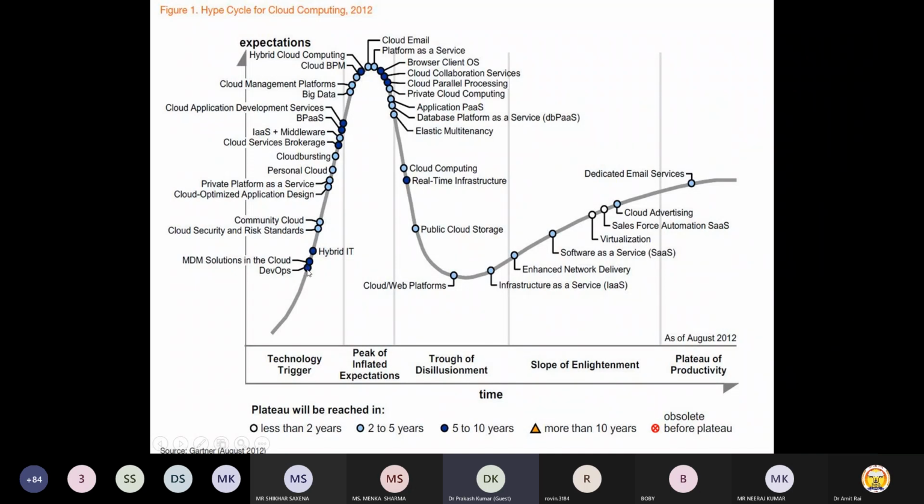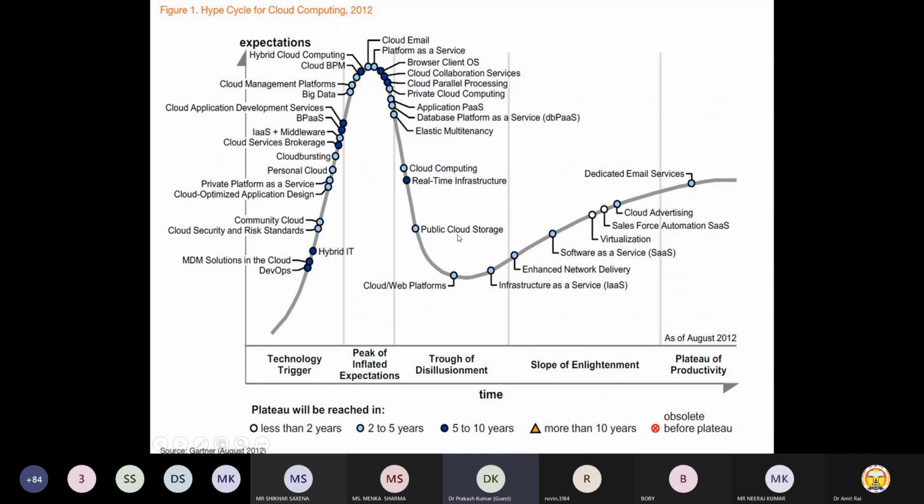As I told you, dark blue means it will take 5 to 10 years. So see, today DevOps, yes, it is in adoption. From 2012 to 2022, lots and lots of universities have adopted certain courses on DevOps. Personal clouds, big data, say browser client OS. Right now I got connected on browser client OS for Microsoft Teams. You simply send me the link and I get connected. That is the trend which is in mainstream adoption today. So it was predicted 5 to 10 years ahead, in 2012 itself, that this would be the requirement.